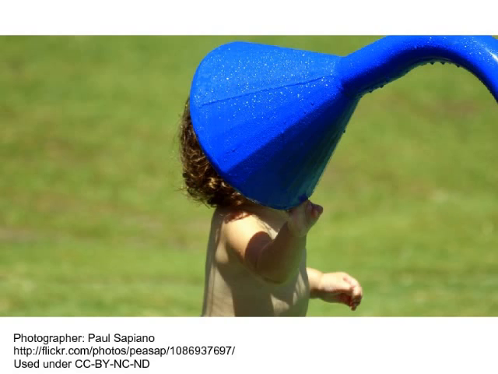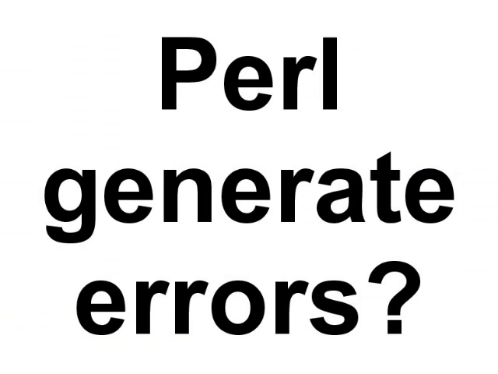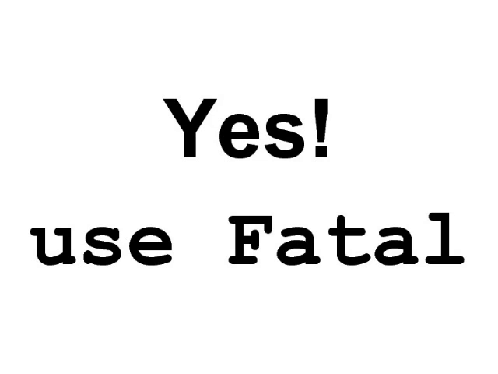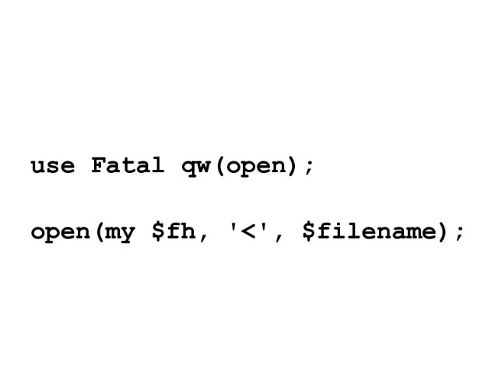But wouldn't it be nice if Perl could generate its own errors? Well, it actually can. Perl comes with a module called Fatal, and Fatal is very simple to use. You simply say use Fatal and then the functions you want to throw errors, in this case use Fatal open. Then I can simply open up a file, and if it does return an error, it gives me an exception, normally causing my program to stop.